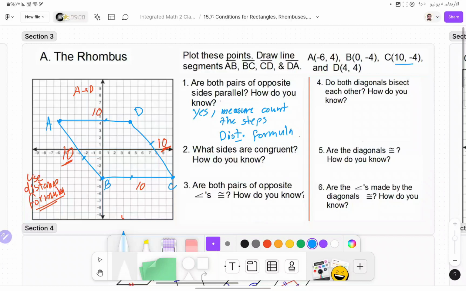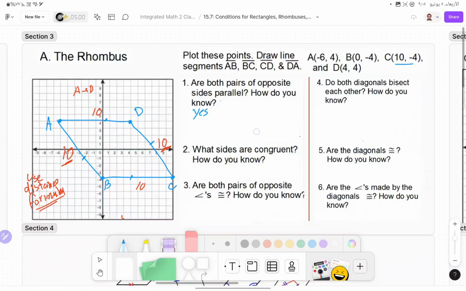Now, question 2, what sides are congruent? Oh, sorry, this one here is asking whether the lines are parallel. The answer that I wrote here should be for the second question. Yes, these are parallel because you can just say they never intersect. That's why they are parallel.